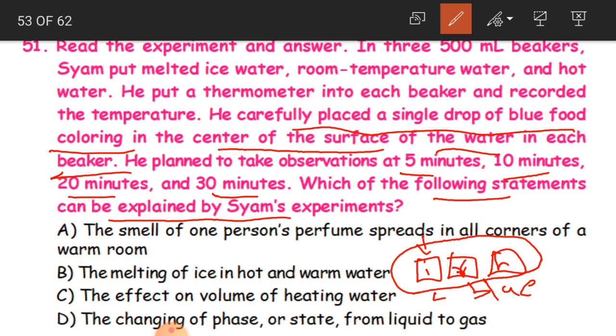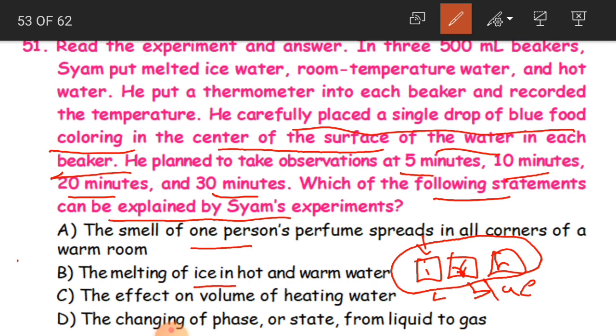See children, the smell of one person's perfume spreads in all corners of the warm room. This is the A option. So when there is a warm condition in any room, the smell of one particular person's perfume is going to spread to all corners of the room. And B is the melting of ice in hot and warm water. So can we see any melting of ice in hot and warm water, children, in this experiment?